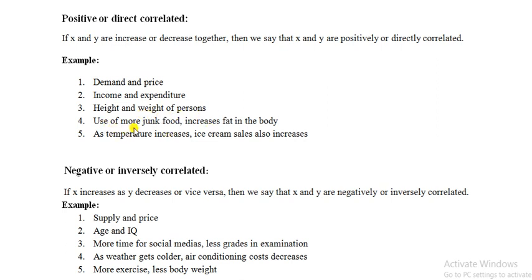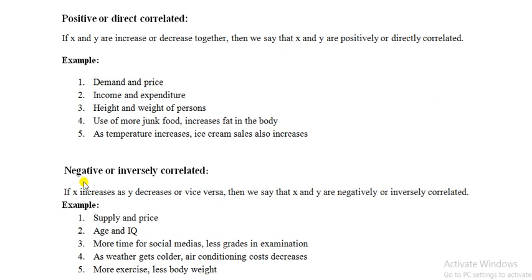Suppose if you eat more junk food, it will increase fat in the body. As the temperature increases, ice cream sales also increase. So in all these examples, if one variable increases, another variable also increases, or if one variable decreases, another variable decreases. So these types of examples are called positive correlation.